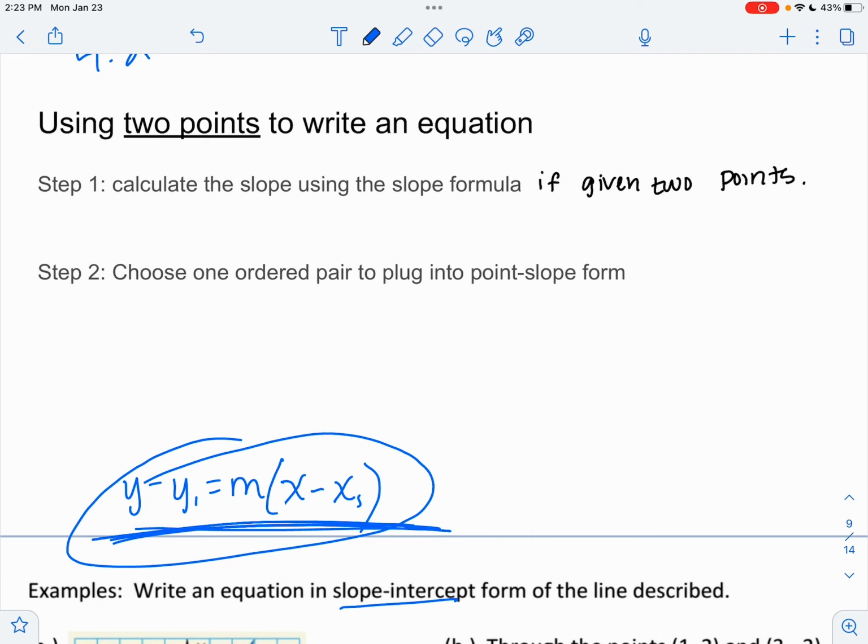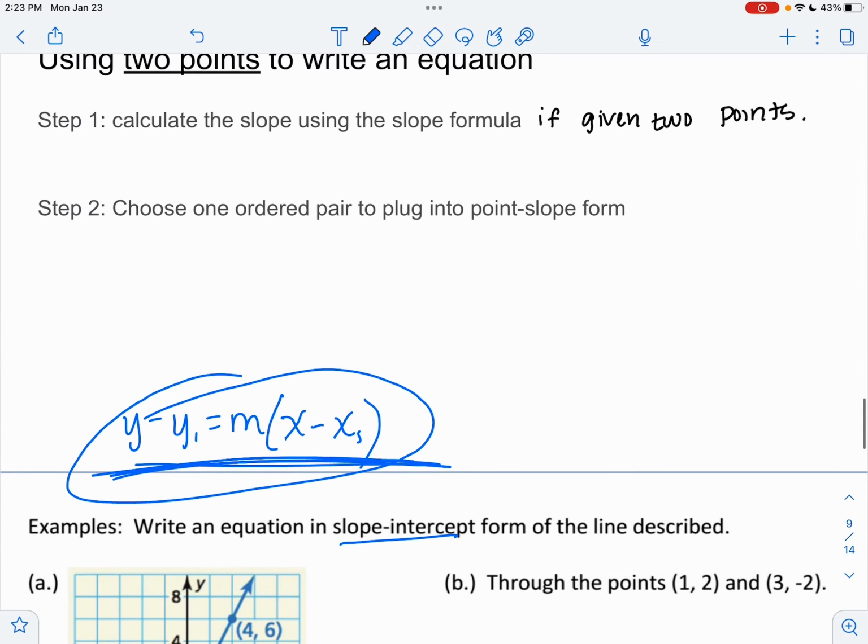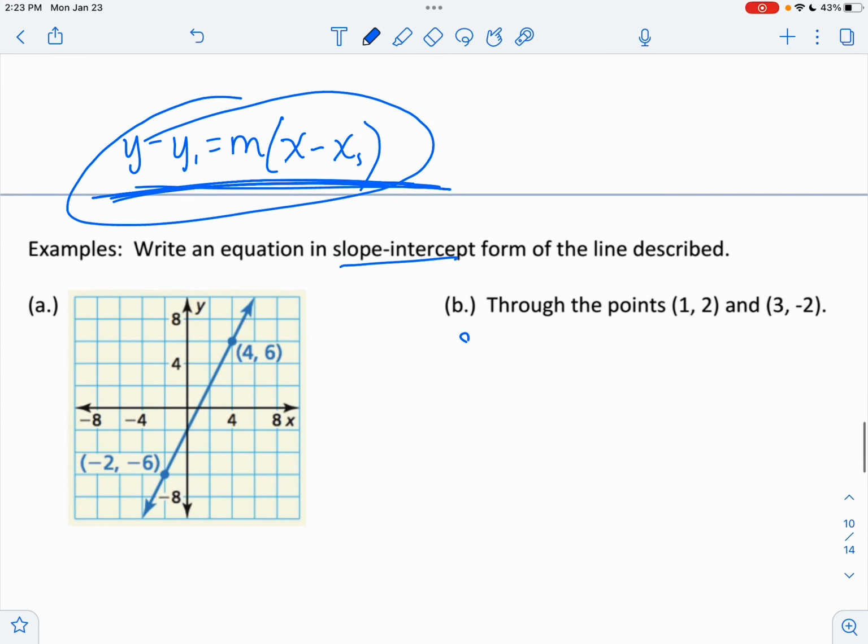So as a reminder, here is point slope form, and we already did the graph example. So if you're just given 2 points and no graph, then step 1 says to calculate the slope. So let's label our points. Make sure you're being careful with your labels. And I just did my first ordered pair x1, y1, my second ordered pair x2, y2.